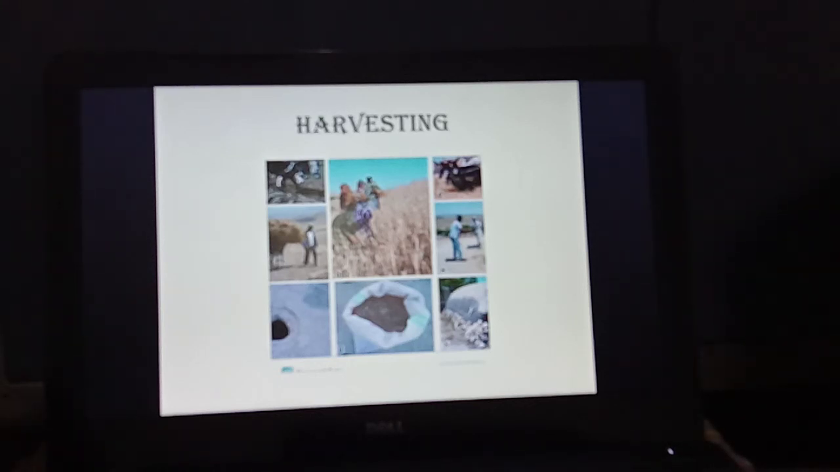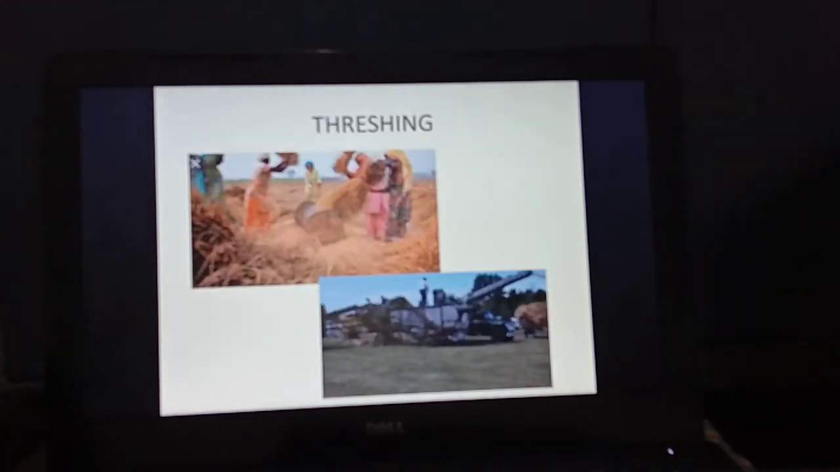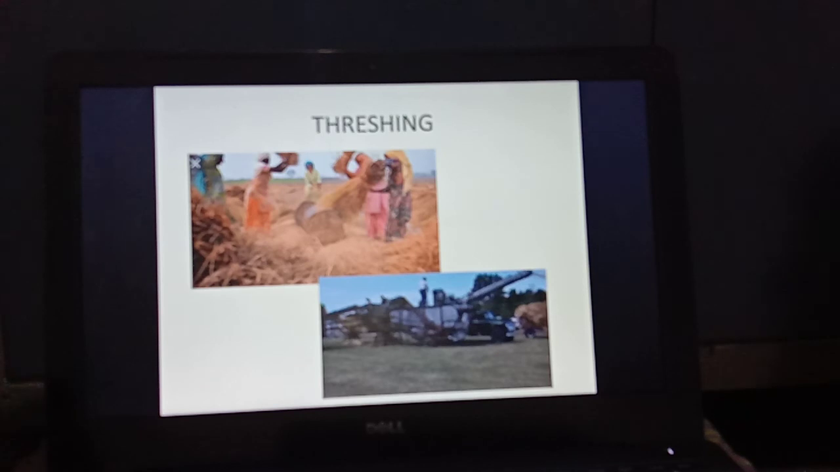Now the methods by which harvesting is done. Number four, that is threshing. After the crop is cut, grains are separated by threshing the plants on a stone or by making cattle walk over the crop. These days, machines called threshers are also used for this purpose. There are also machines called combine threshers which can do both harvesting and threshing.